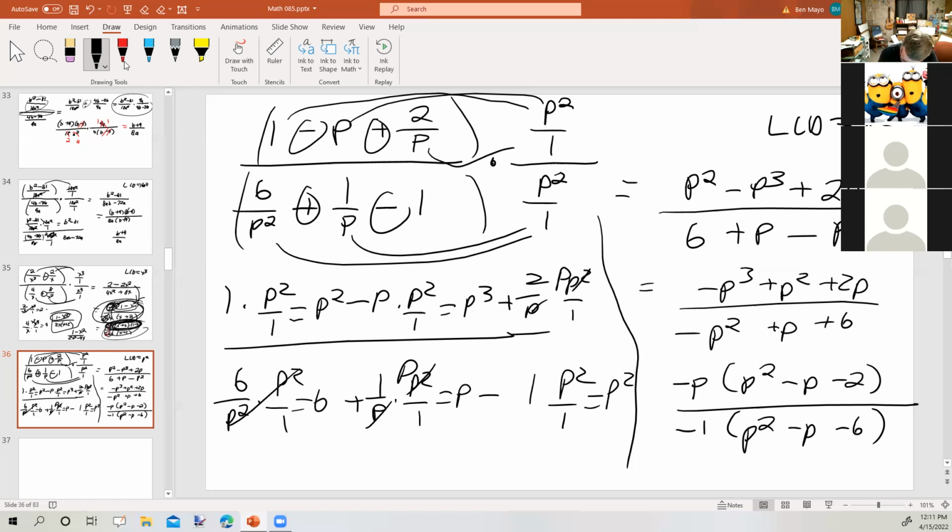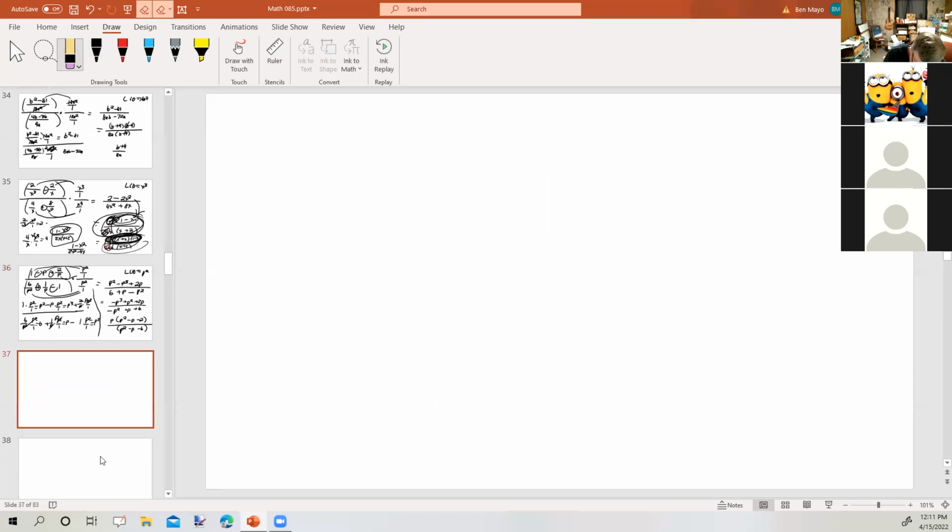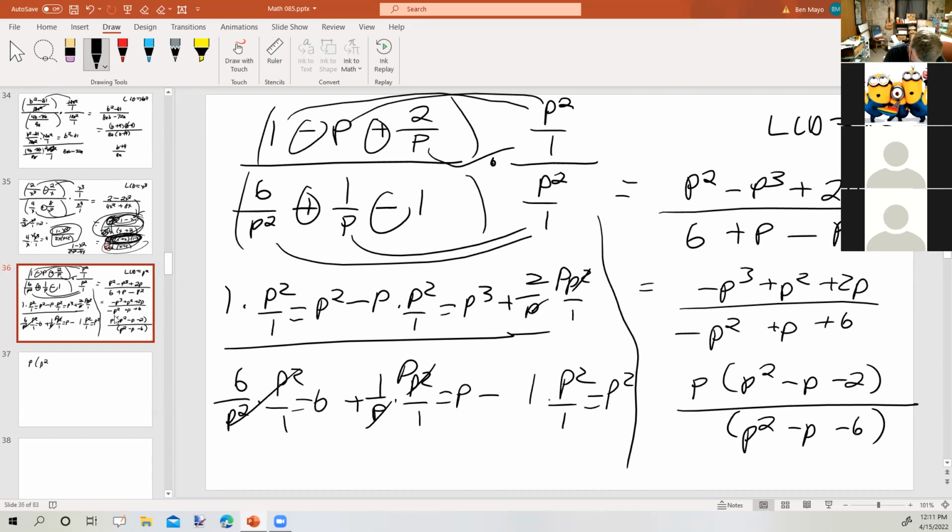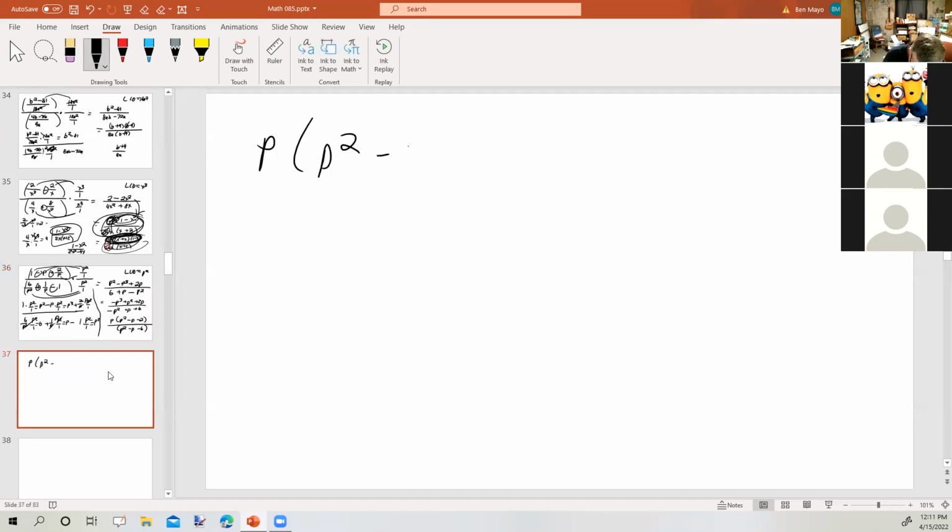Now I've got a negative divided by a negative outside. So that's going to be a positive. So now I've got a positive p on top and I can get rid of the 1 on the bottom, right? Okay, now I'm going to go to the next page. p squared minus p minus 2 over p squared minus p minus 6.